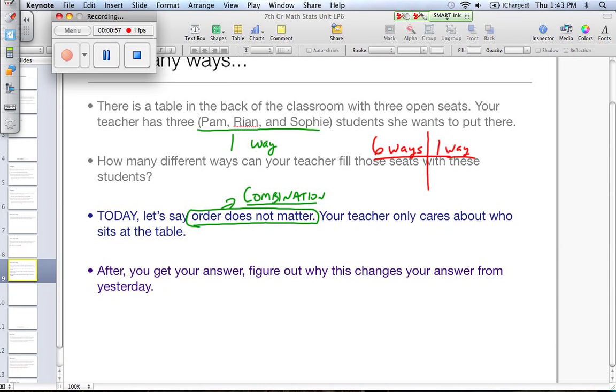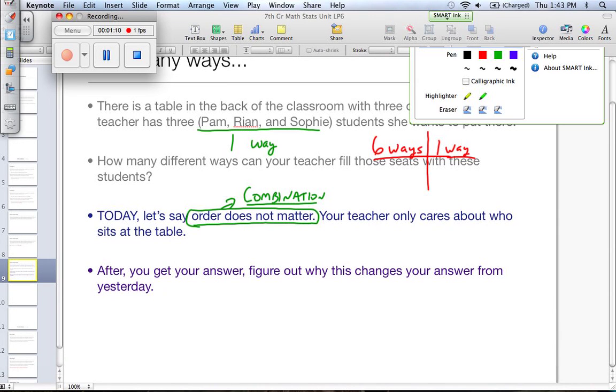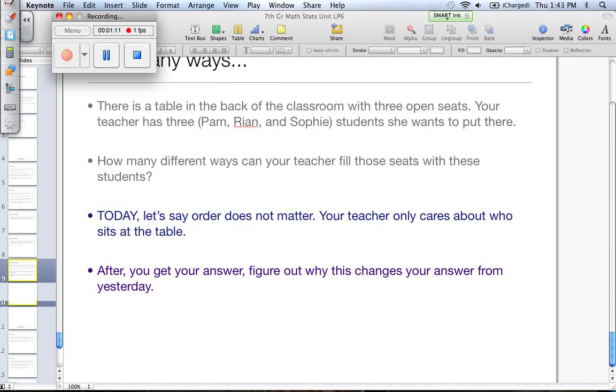Now, combinations can be solved in a very similar manner to permutations in terms of lists and tree diagrams, but you have to be careful to understand whether or not order matters or does not matter. So let's do a couple examples together. Our first one.